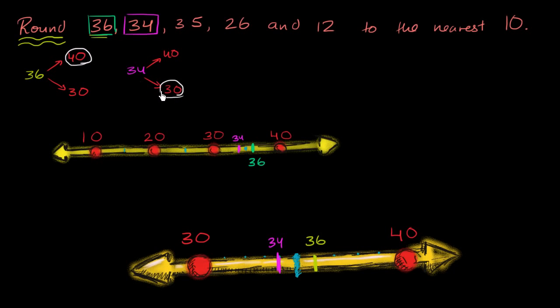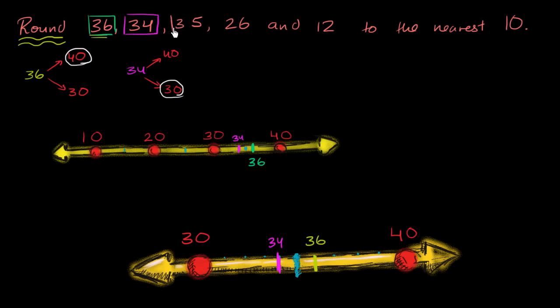And notice, we went to 30. You might say, hey, when we rounded up, the tens place increased from 3 to 4, from 30 to 40. Maybe when we round down, the tens place will decrease from 30 to 20. But no, 30 is the multiple of 10 below 34. So when you round down, you keep the multiple of 10, but the ones place becomes a 0.